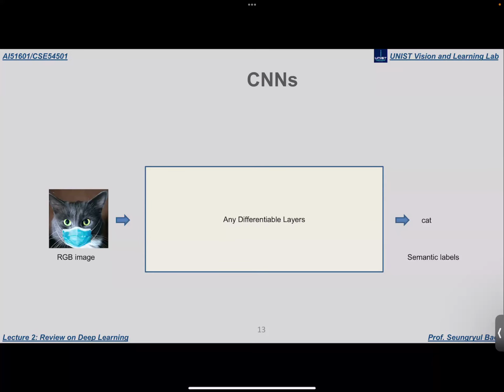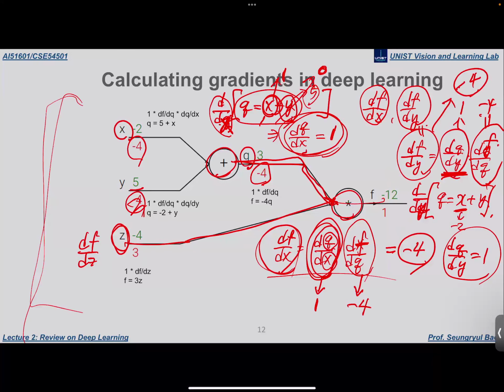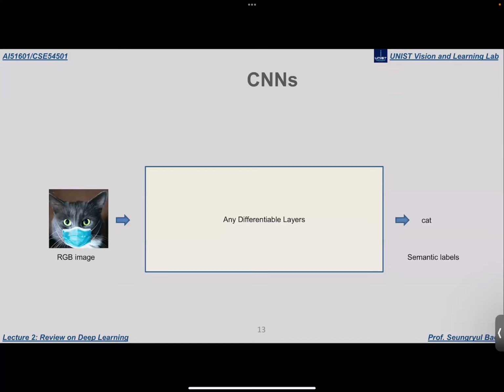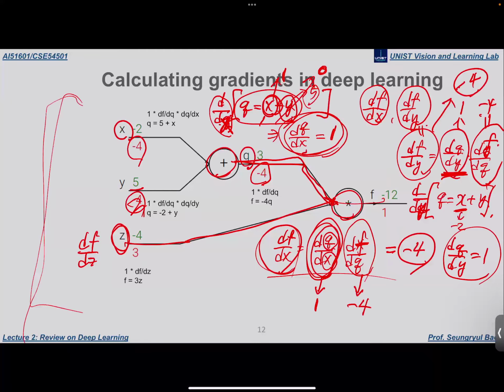That's why, because each individual operation in CNN, the convolution layer, pooling layer, and some of the nonlinear layers are differentiable. Their output is differentiable with respect to their input, and their output is differentiable with respect to their parameters. They can be learned, right? So that's the reason.